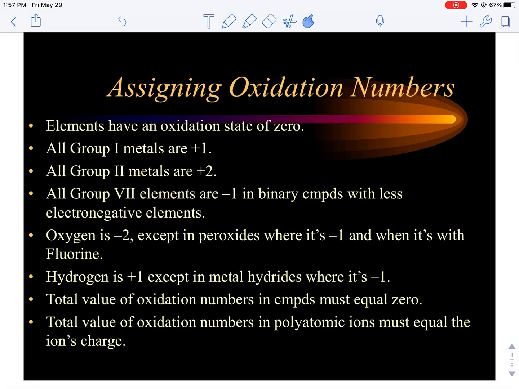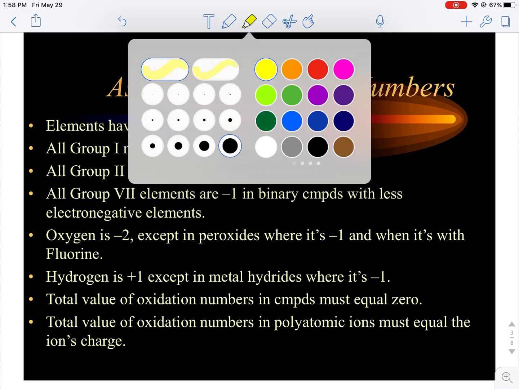Whoa, and there are a lot of them. We're pausing so that you have ample time to record what the rules for assigning oxidation numbers are. As you can see, they are listed in this fashion. However, it's not like you're progressing through the rules in a step-by-step format. These are all the rules at all the times. So let's go through them.